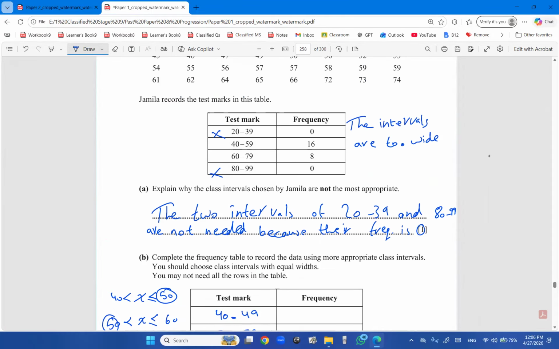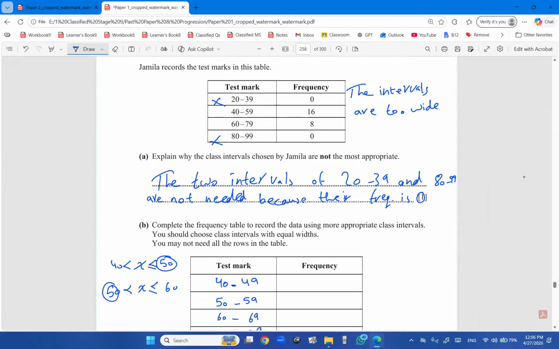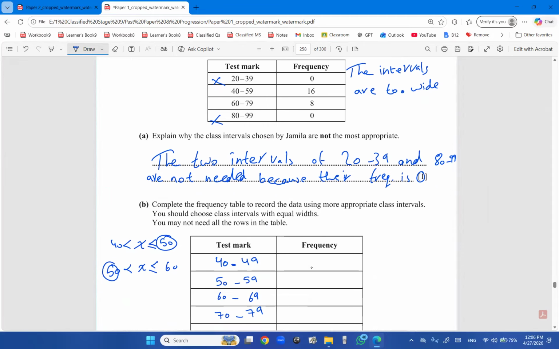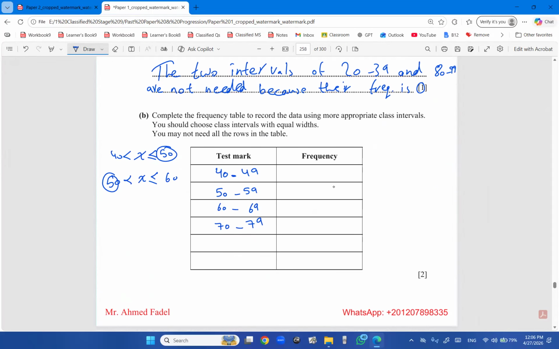Then you look for the frequency. For 40 until 49, how many times did it happen? You look for that, and you just put the frequency over here. You must fill and complete this table. You're going to find the frequencies of these intervals, and you're also going to find them in the mark scheme.